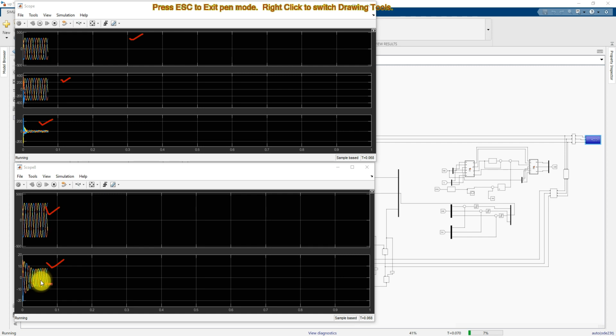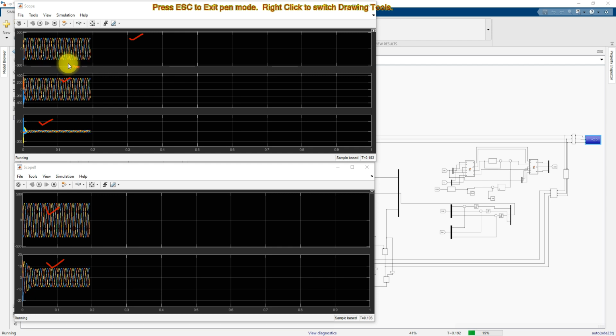Okay, so here you can see that we are getting a sinusoidal waveform for the source current, because here we are using a nonlinear load on the load side. Even though we are using a nonlinear load, the source current is sinusoidal. Okay, and then at the time 0.2 second, we are injecting harmonics in the source voltage. We will check the operation of the UPQC.